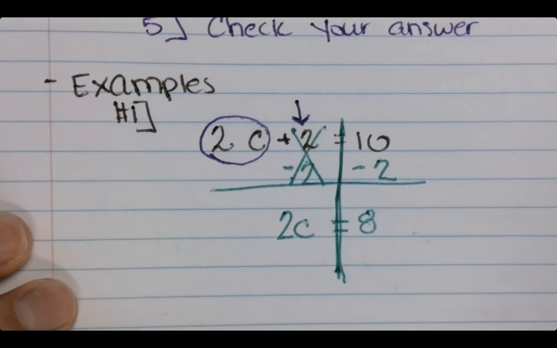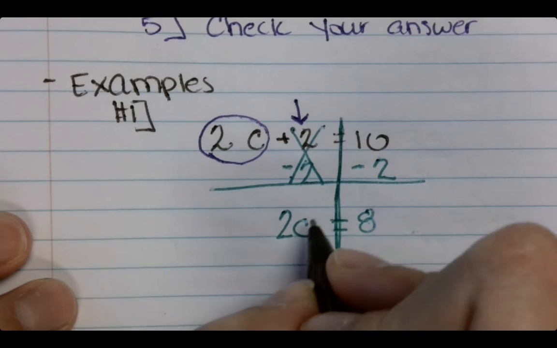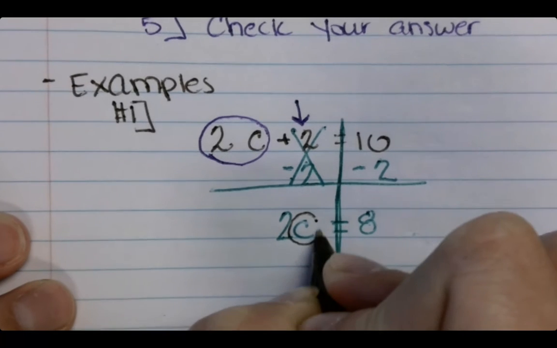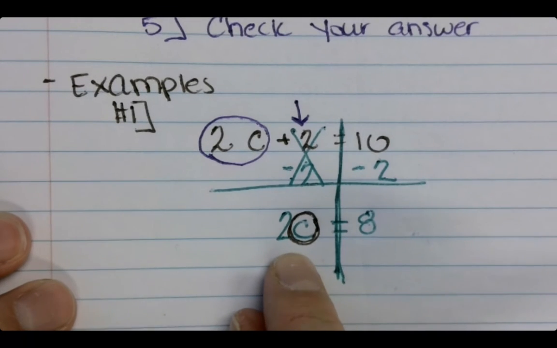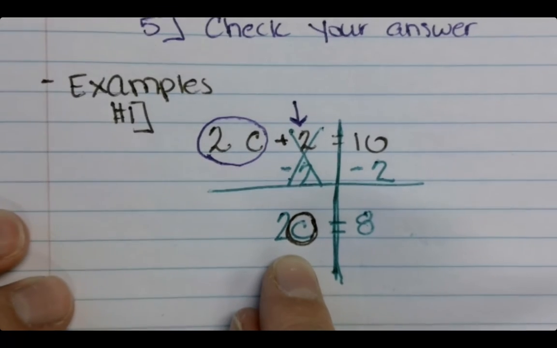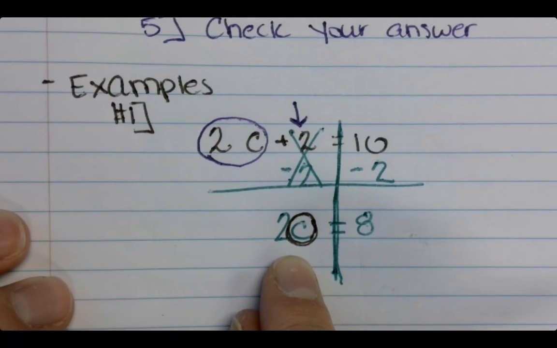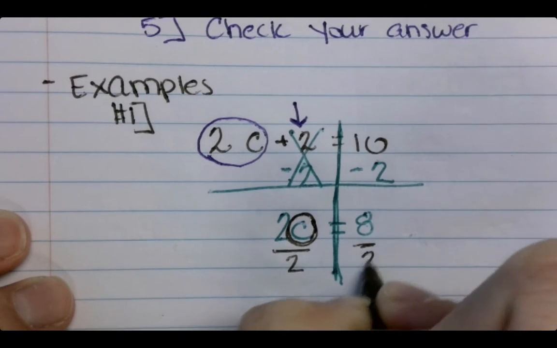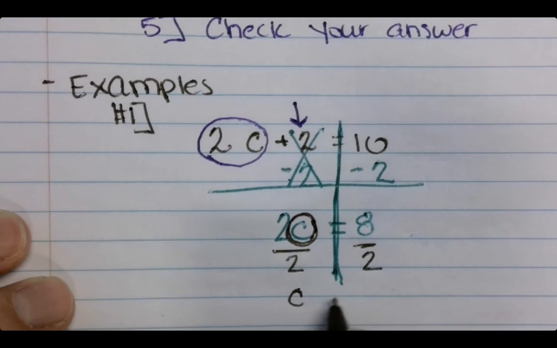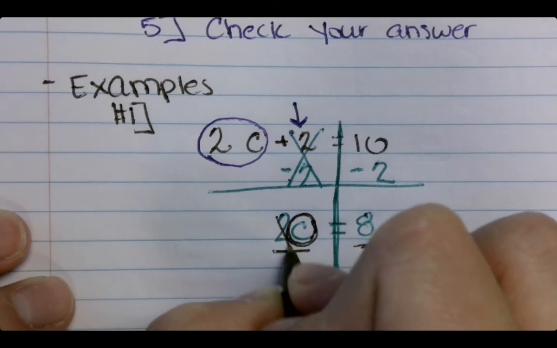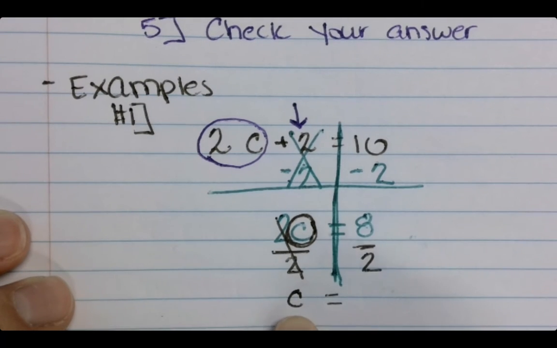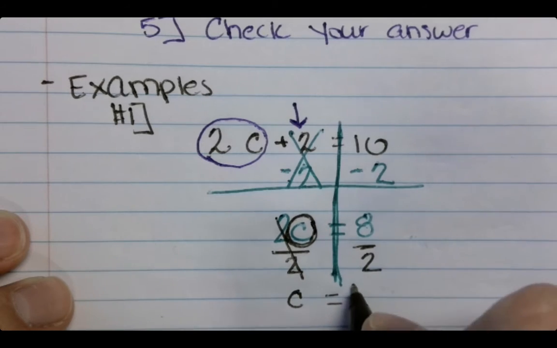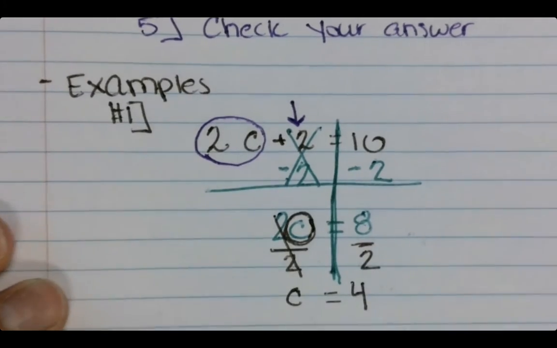Then I still need to isolate. The variable is not alone. So c is what I want to get alone. When two numbers are next to each other, what operation is that? Multiplication. So the inverse of multiplication is division. So I'm going to divide. So I would divide by 2 on both sides. That leaves me with a plain c. 8 divided by 2 is 4.